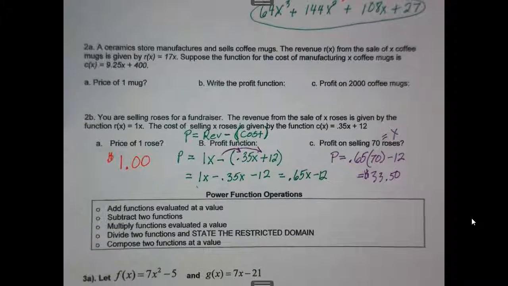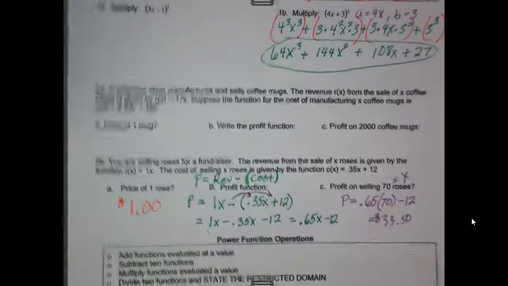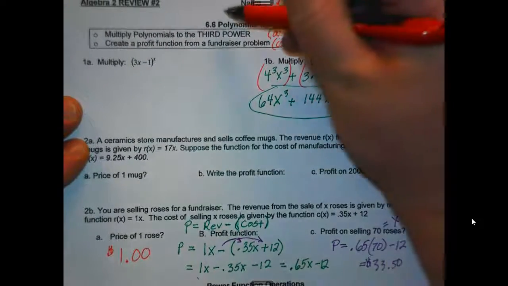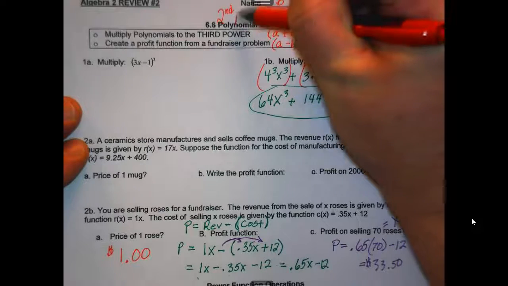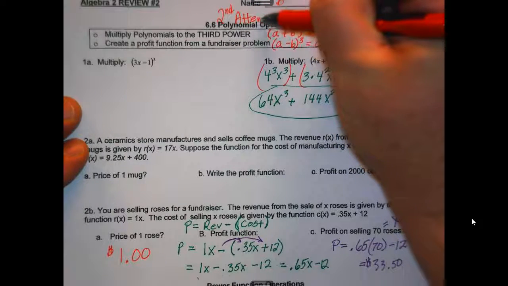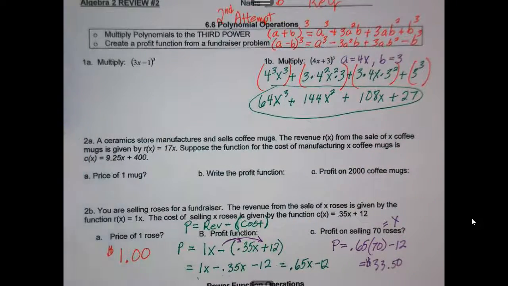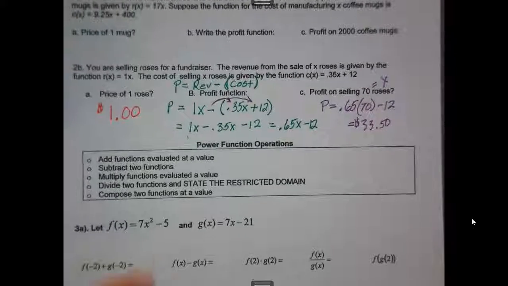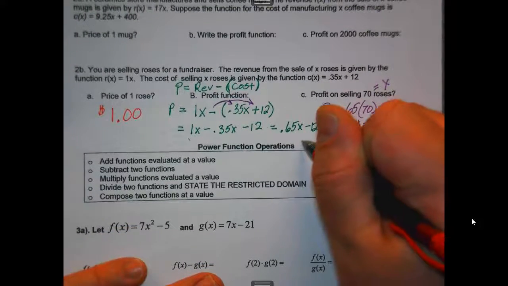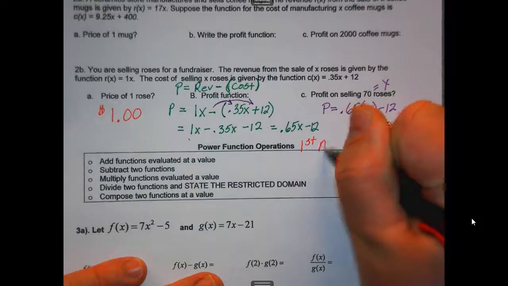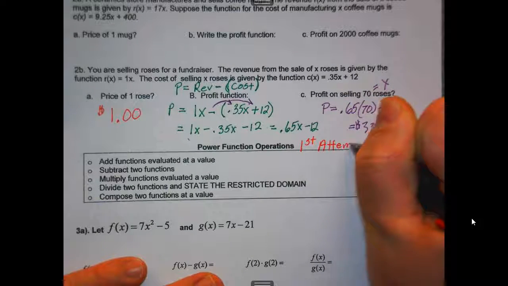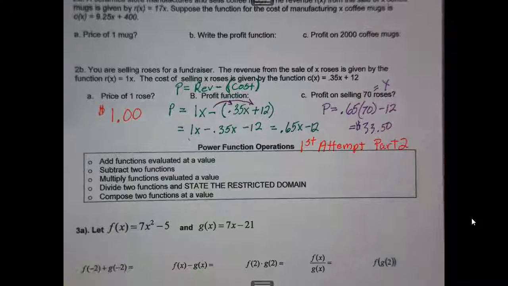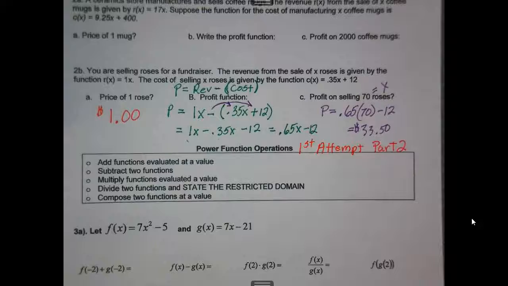Questions, comments, concerns? By the way, this was our second attempt for this section, right? Okay, second attempt. Power function operate. This is going to be part 2. Our first attempt, part 2. Yeah, you have to do this.